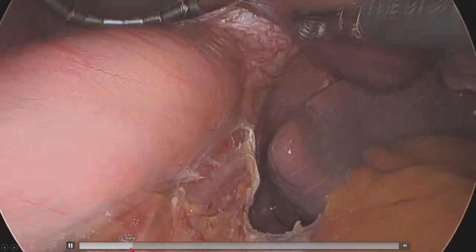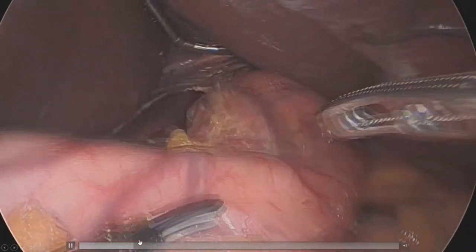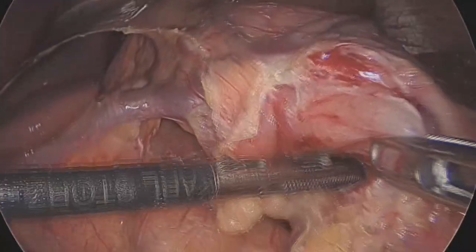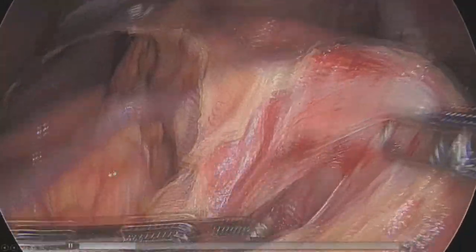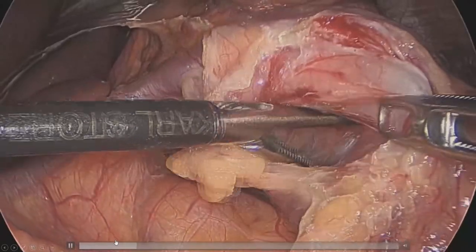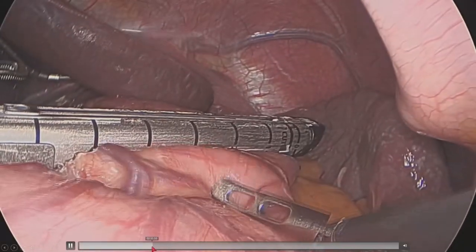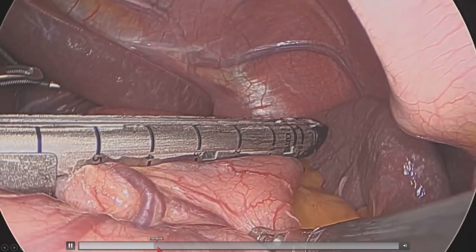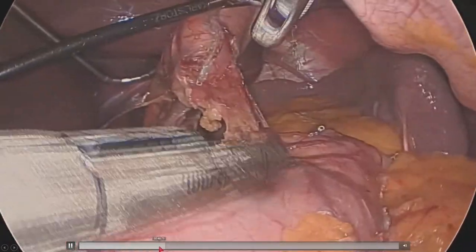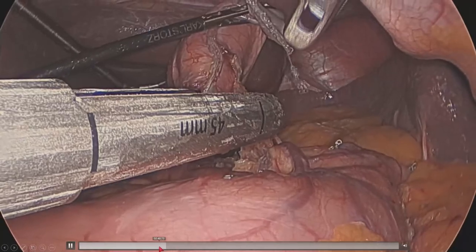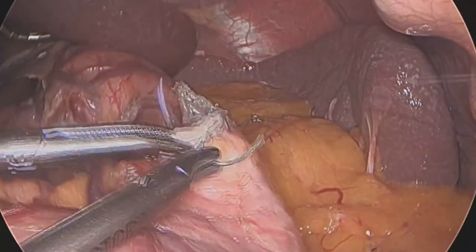After full exposure of the left crus, I will make a new gastric pouch like this. It's the same procedure as for primary Roux-en-Y gastric bypass, and then cutting transverse. And this is very important for every surgical procedure.